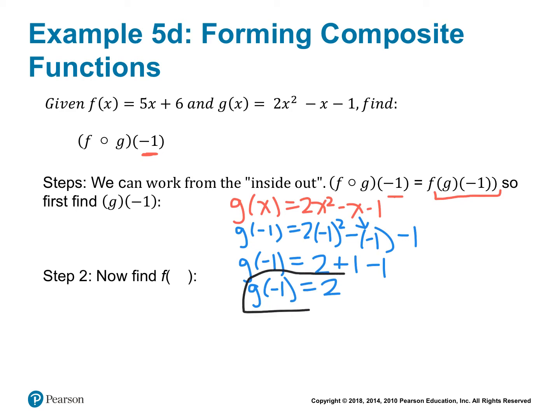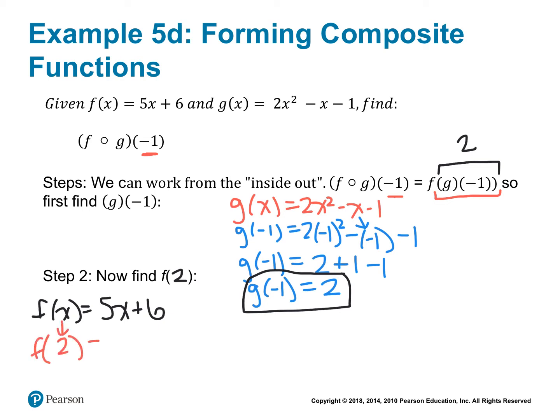So now I'm going to use this. I just found this piece right here is 2. So now I can find what f of 2 is. Our original f of x is 5x plus 6. So if I replace my x's with 2, f of 2 would be 5 times 2 plus 6, which is 16.